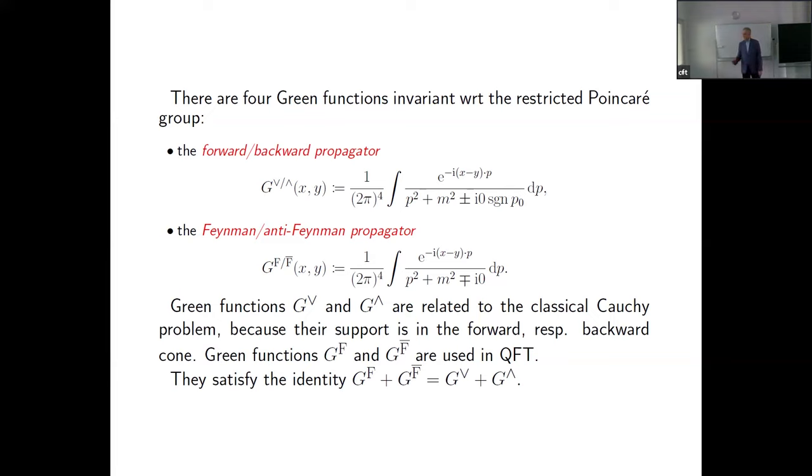Besides, there is the Feynman propagator and the anti-Feynman propagator. They are defined by a different prescription of bypassing. I remember when I was a student, there are in old-fashioned textbooks pictures of how you bypass the singularities, which I did not understand at that time.